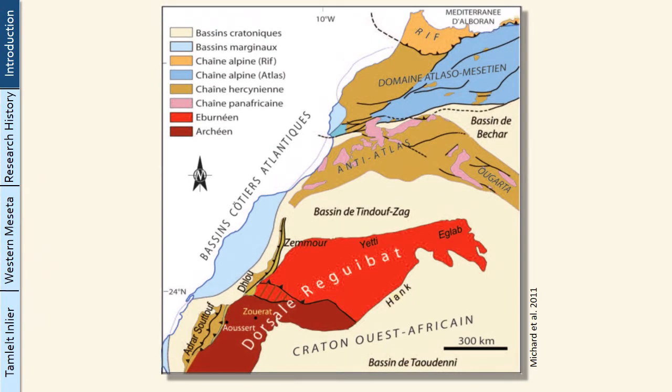This is a structural map of northwestern Africa, showing the different regions identified according to their geotectonic history. Cambrian rocks in Morocco are known from the western Meseta region, the Anti-Atlas and the southern High Atlas region, and the Tamlelt region in the eastern High Atlas mountains.